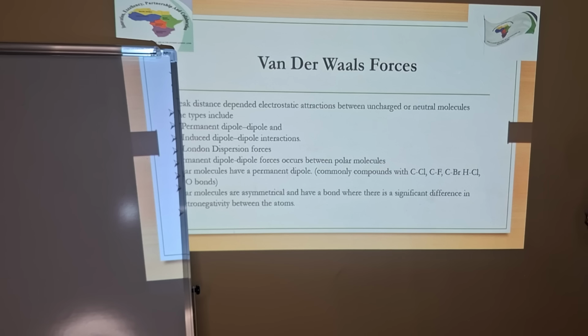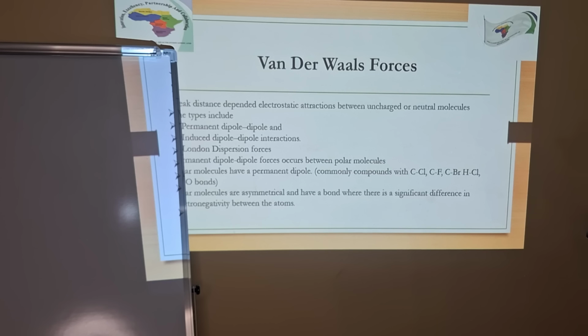Right. Van der Waals forces. These are weak distance-dependent electrostatic attractions between uncharged or neutral molecules. We have got various types, which include permanent dipole-dipole, induced dipole-dipole, and London dispersion forces. So permanent dipole-dipole forces occur between polar molecules. Polar molecules generally have a permanent dipole.